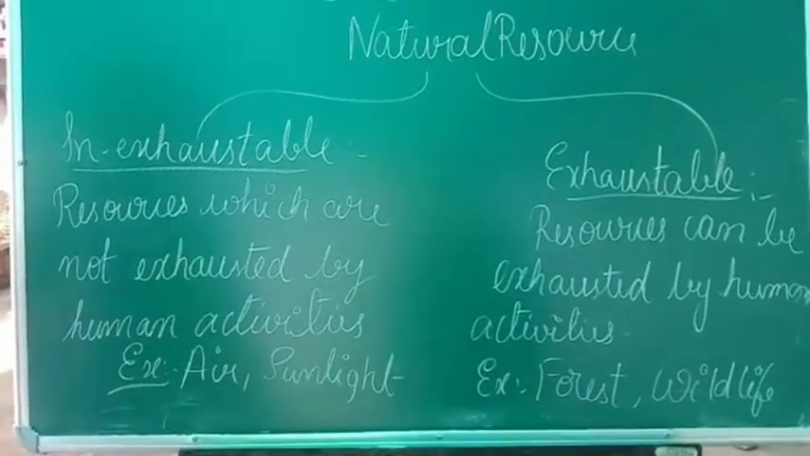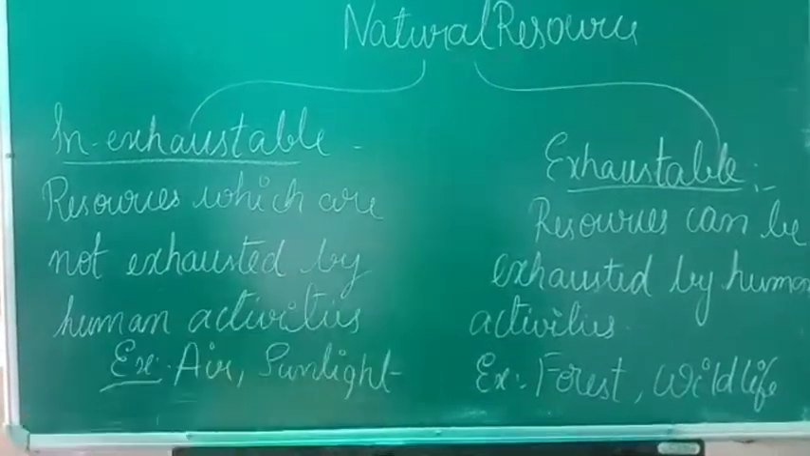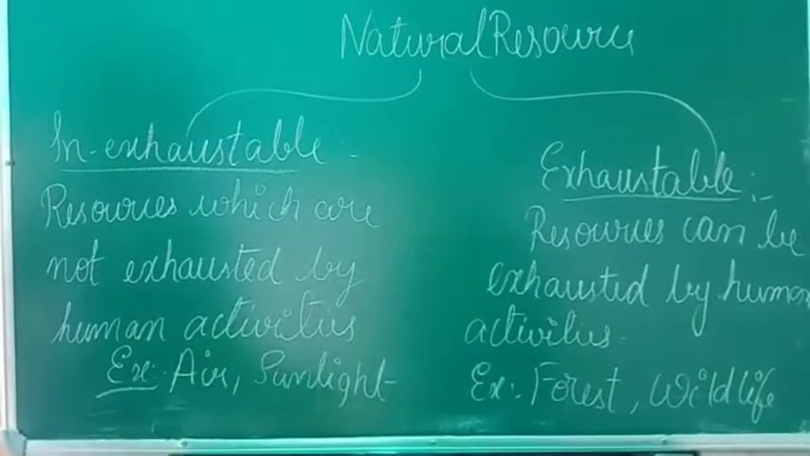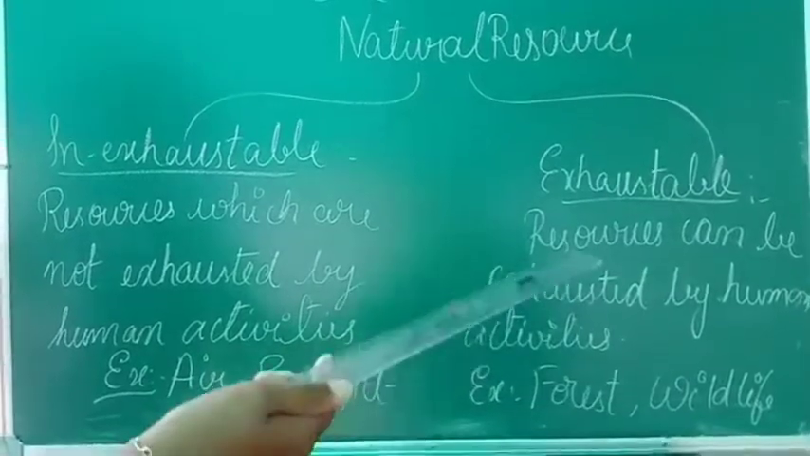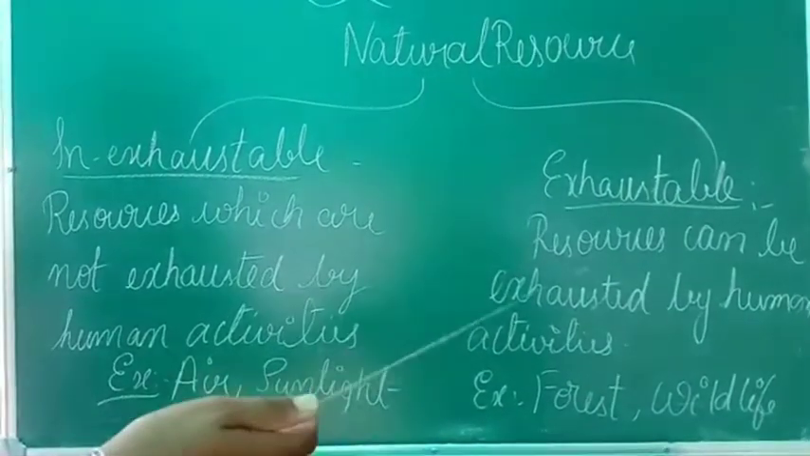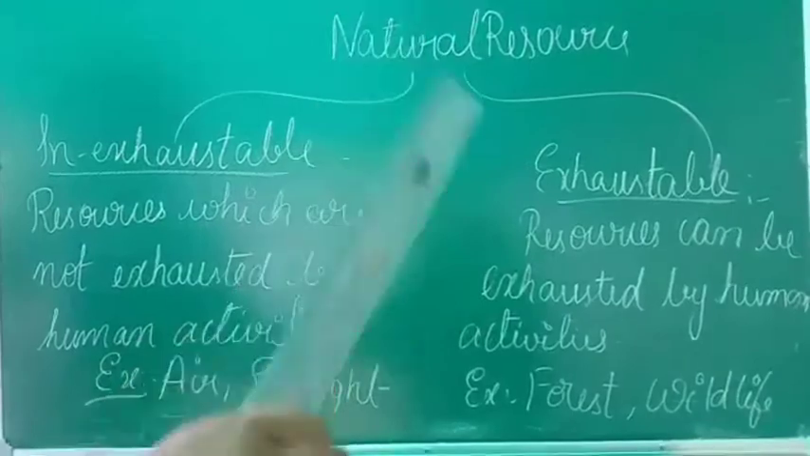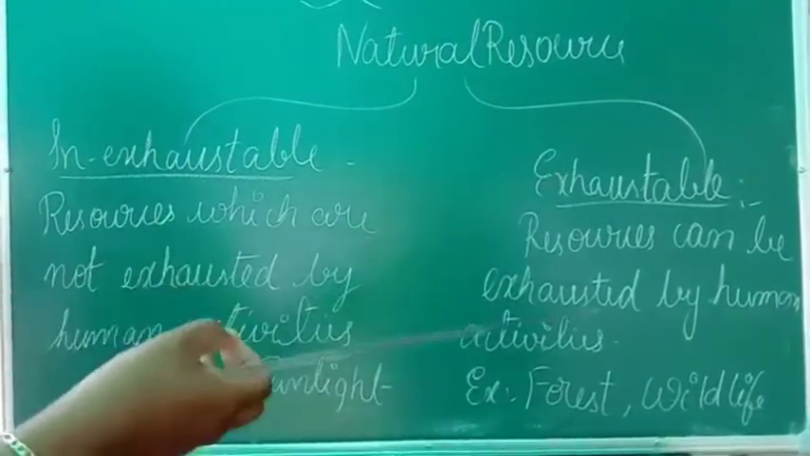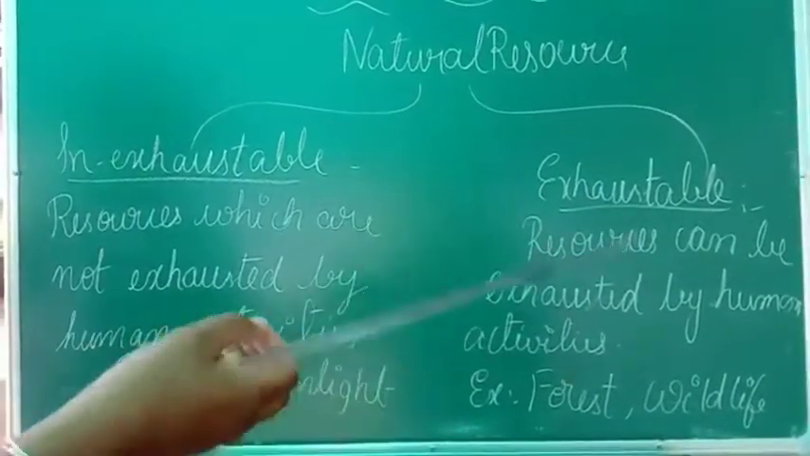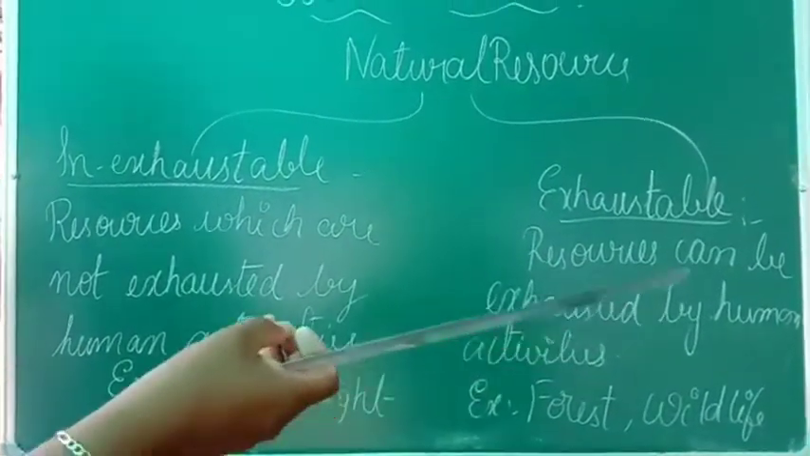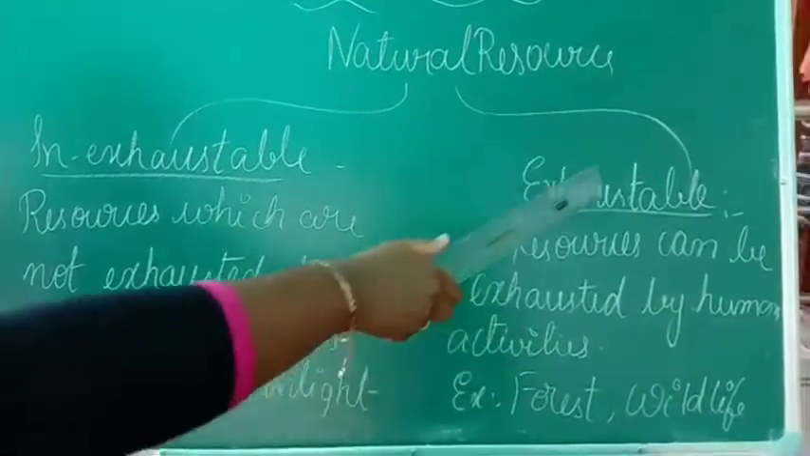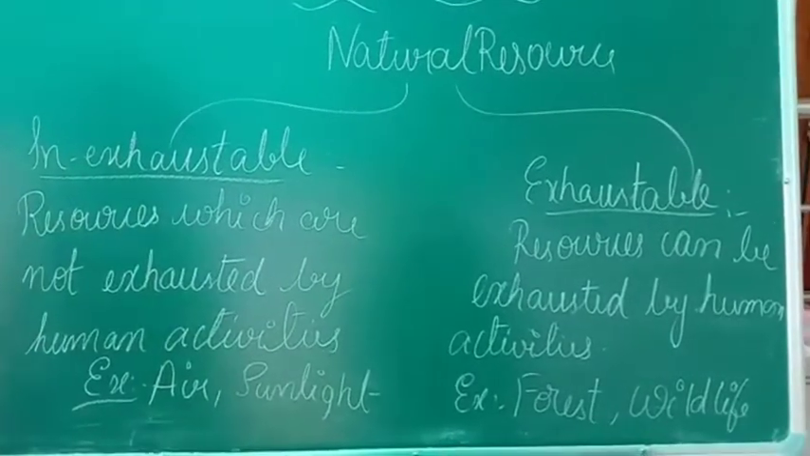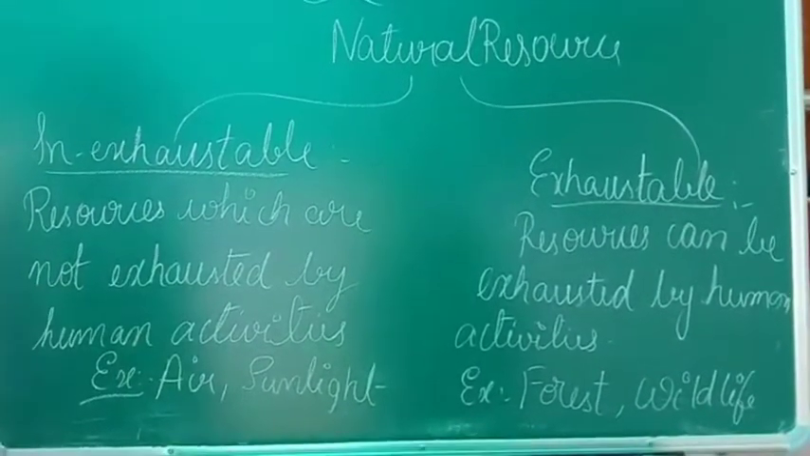Similarly, wildlife includes birds, creatures, animals, everything. Few types of animals we can see, and few animals we will not find in the forest, right? So the number of that particular category of animal has been reduced. The number of tigers has been reduced, and even the number of giraffes and rhinoceros, all those things we find in a small amount, right? So that is an exhaustible natural resource. This is the difference between inexhaustible as well as exhaustible natural resources.